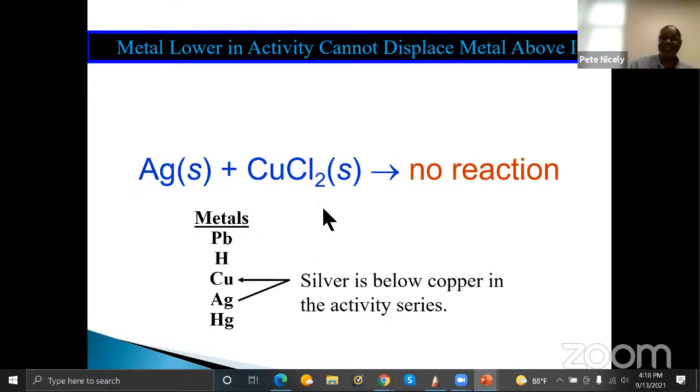The other way will happen. In other words, copper will displace silver, but silver will not displace copper because silver is below copper, all right? So those two examples just show how you can use the activity series to make certain predictions as to whether or not a single displacement reaction will take place, all right?